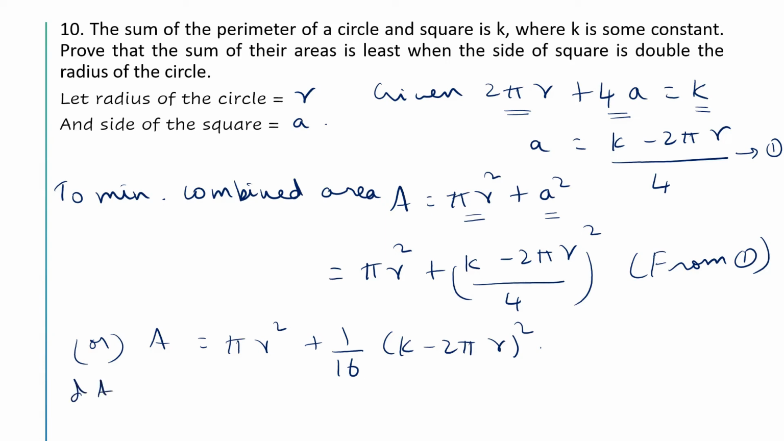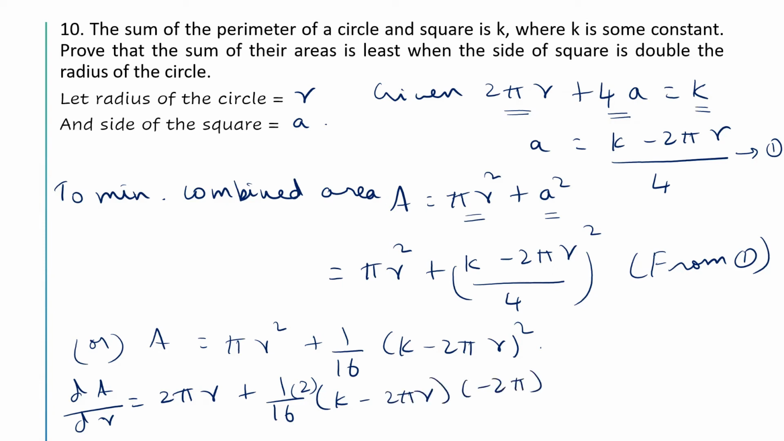So dA by dr equal to 2 pi r plus 1 by 16 into 2 into k minus 2 pi r into minus 2 pi. So here we have to differentiate this using the chain rule. We get 2 into k minus 2 pi r and then differentiate the term inside the bracket. So we get minus 2 pi.